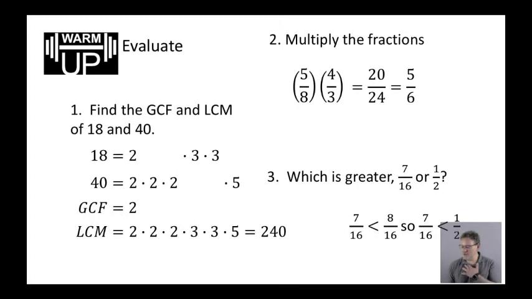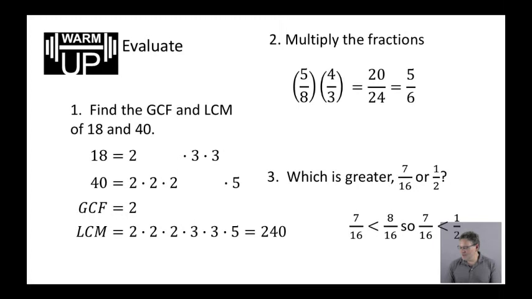Secondly, multiplying those fractions, 5 times 4 on the top equals 20. 8 times 3 on the bottom gives you 24, which can be reduced to 5/6. There's also a factor of 4 that you could cancel out early on with the 4 and the 8, which would get you immediately to 5/6 when you multiply over. So either way, that gets you to 5/6.